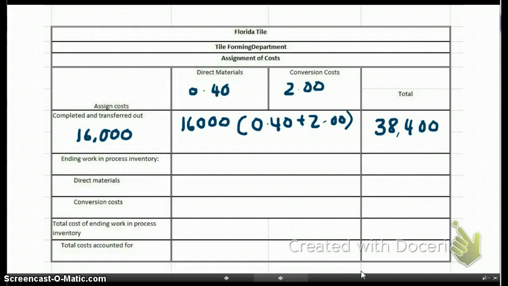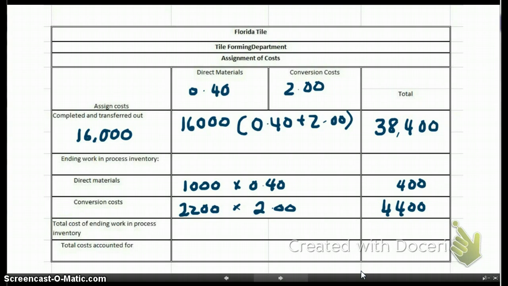So we had 1,000 equivalent units of direct materials. Each unit is 40 cents per unit. Therefore, the cost of your direct materials in your ending work in process is $400. Similarly, you had 2,200 equivalent units in your conversion cost. Each of those is worth $2 each. So your conversion cost for your ending work in process is $4,400.